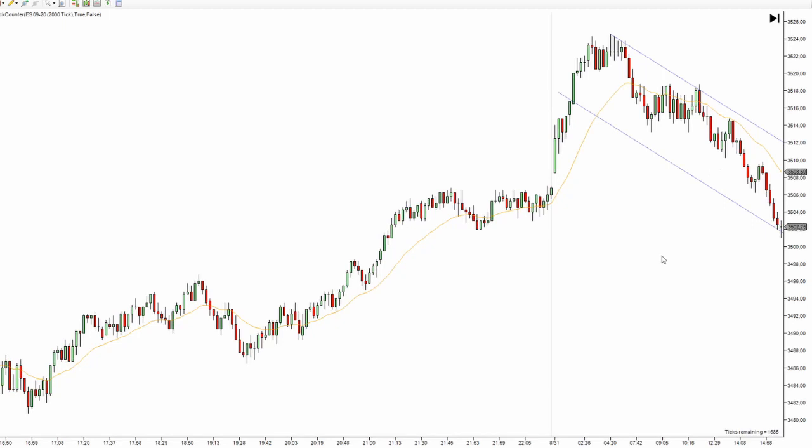So at this point, I was only looking for shorts. When the market is trending down like this, it's very bearish. Market is very weak, and I wasn't particularly looking for longs, even though I see this resistance here.